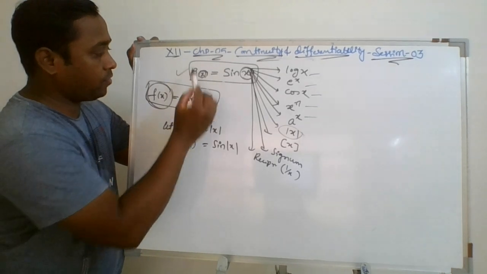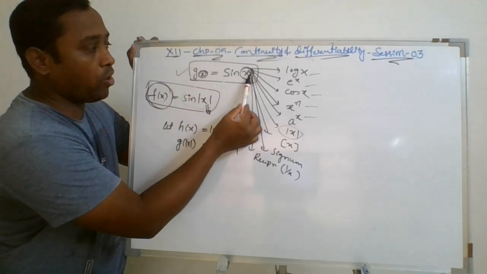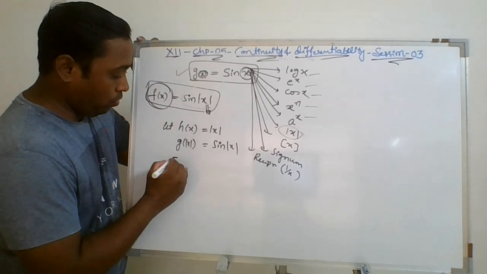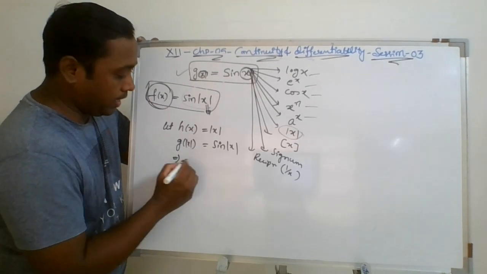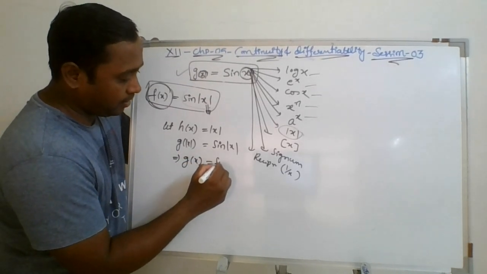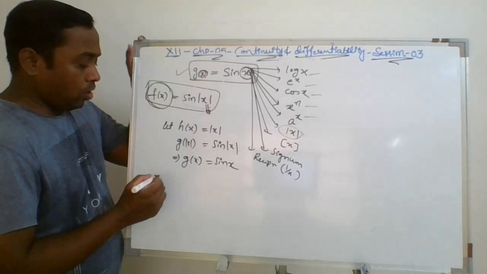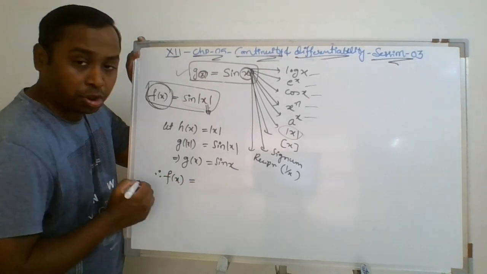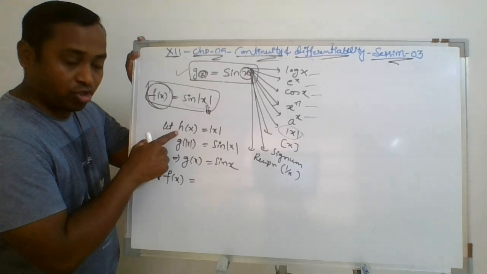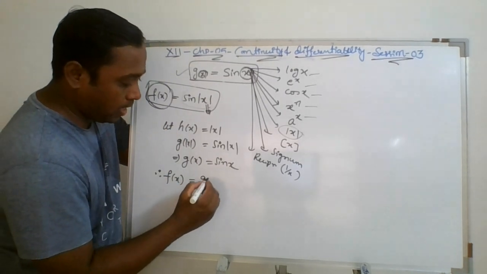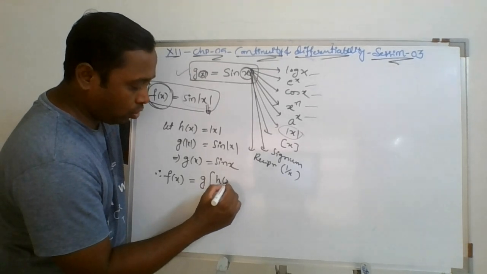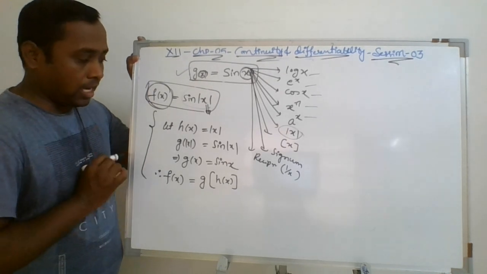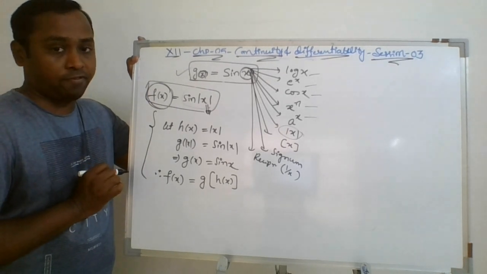Like already we have started with g of x is sin x, so sin mod x will be g of mod x. So g of mod x will be what? Sin mod x. So if g of mod x is sin mod x, then g of x will be what? Sin x only. So what we call here f of x is the combination of g and h. Hence it is represented as g of h of x. So this is a thing you need to analyze in case of composition of functions.